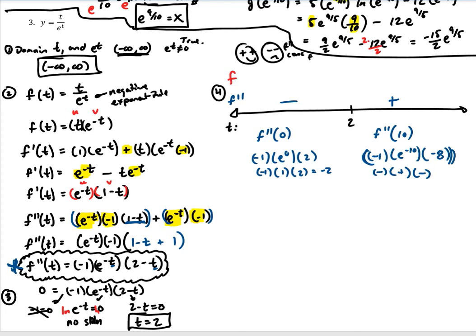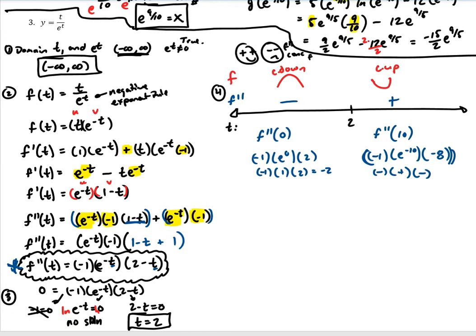Okay, and then that tells us how f is going to work. So where f double prime is negative, so that's our person right here. Where f double prime is negative, we have that frown shape, we have concave down. And where f double prime is positive, we have a smile shape or a cup, like concave up, looks like a cup. So this is concave up.